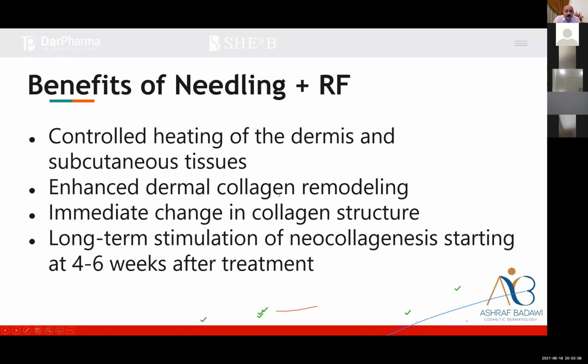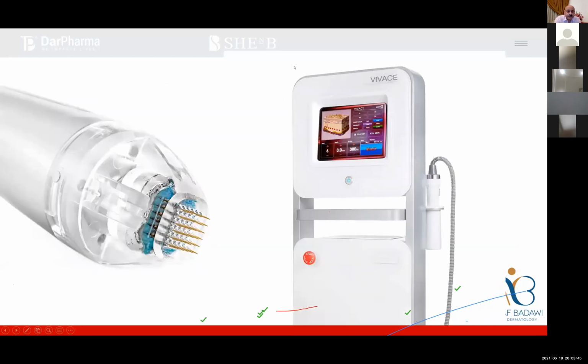We are getting enhanced dermal collagen remodeling. We are getting immediate change in the collagen structure because of the heat, plus long-term stimulation of neocollagenesis, which is happening 4 to 6 weeks after the treatment. So it's important to let the patient know that when we are doing this procedure, sometimes we get very quick results because of the immediate heat and shrinkage, but in many cases, the optimum result is going to be achieved a few months after the last session, because the maturation of the collagen is going to take some time, so that the efficacy is increasing gradually over time.